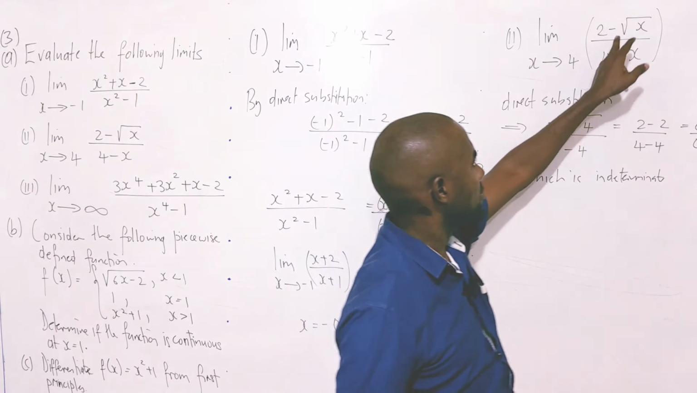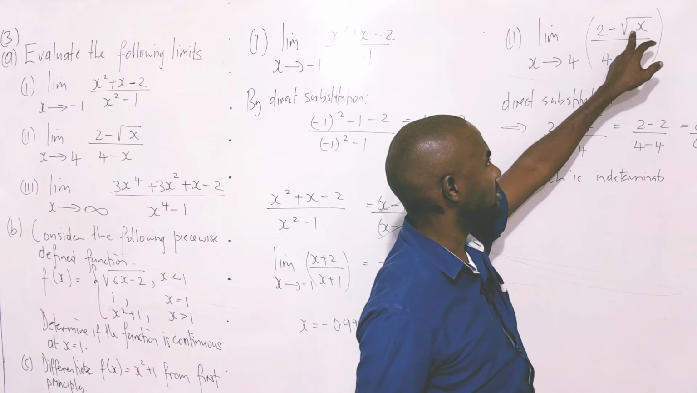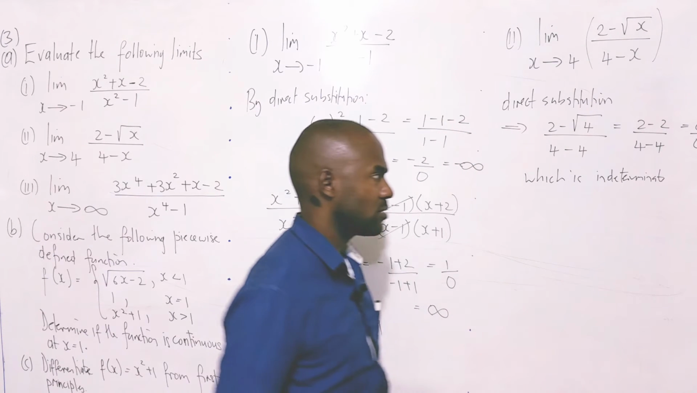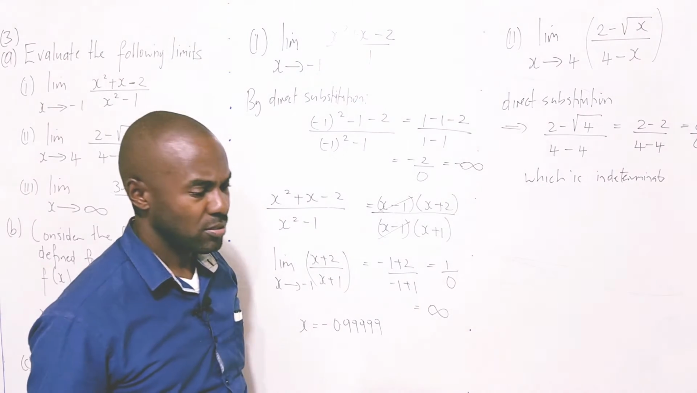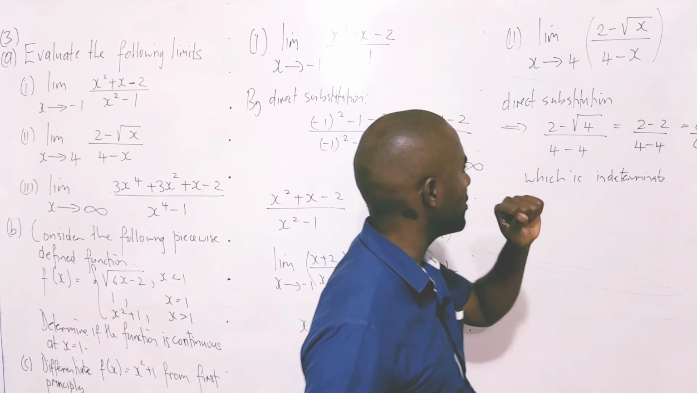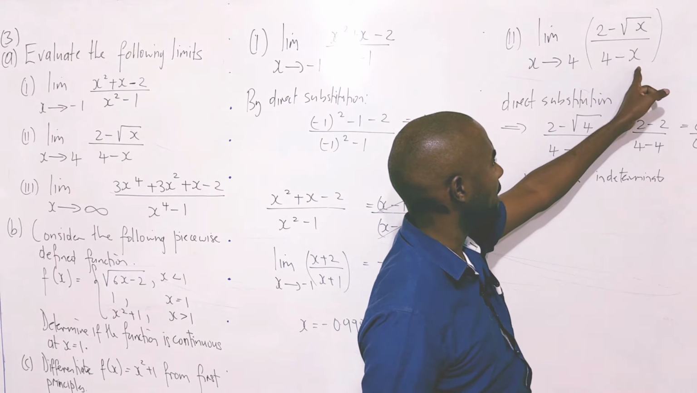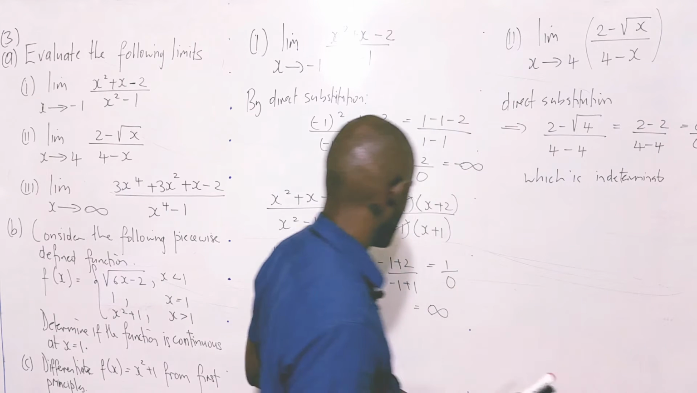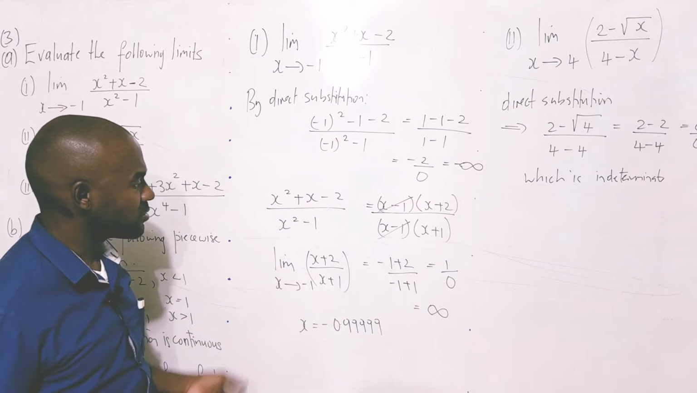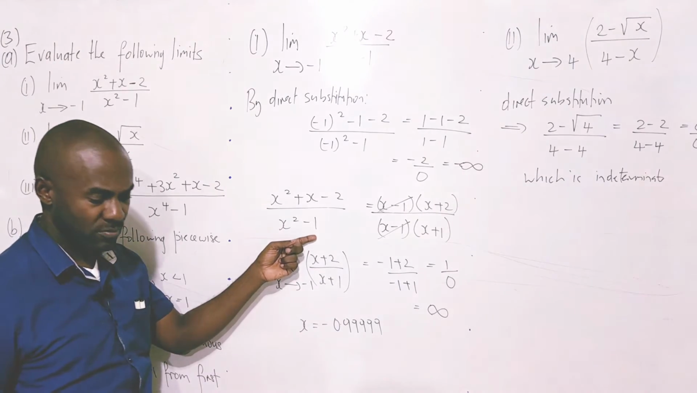So this term is 2 minus root x. The conjugate of this is 2 plus root x. But that is not always the correct approach. In this particular question, we must try to identify that there is a link between 2 minus root x and 4 minus x. As a matter of fact, in a previous question, we were able to recognize x squared minus 1 as a difference of 2 squares.